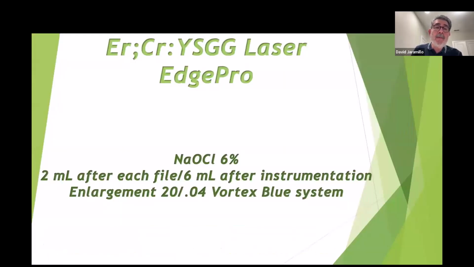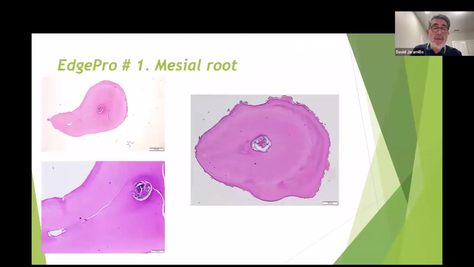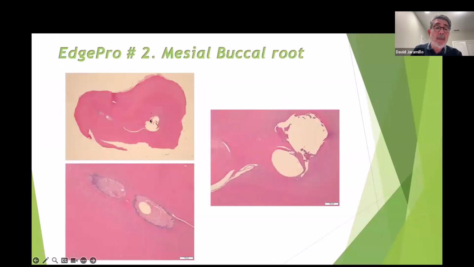So this is the Erbium Chromium YSGG laser. This is the H Pro. Again, instrumentation to the 2004. This is the mesial root. Here the pulp tissue wasn't removed from this area. The same in the most apical portion. There is still pulp tissue there. This root canal was clean.